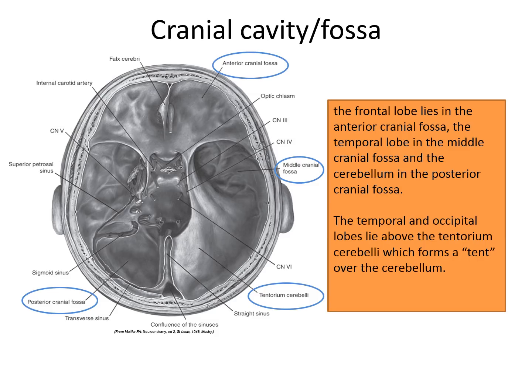If we remove the brain from the skull, we can identify the anterior cranial fossa, where the frontal lobe sits, the middle cranial fossa, where the temporal lobe sits, the posterior cranial fossa, where the cerebellum sits, and then over the cerebellum is the tentorium cerebelli, a tent that covers the cerebellum, and sitting on top of the tentorium cerebelli is the occipital lobe.